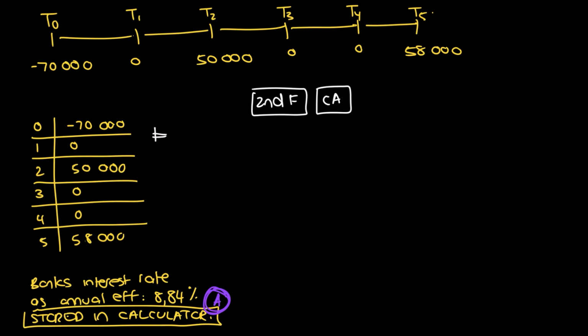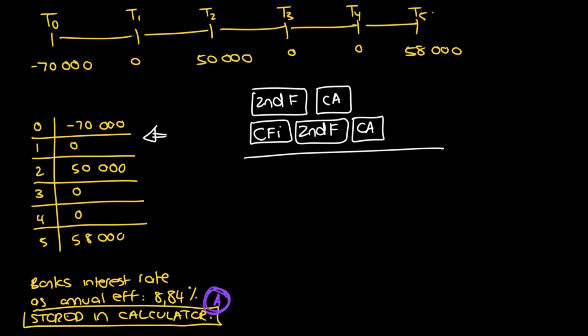So this kind of information that is sitting on our calculator, by pushing the CFI button and then saying second function CA. So that's always our stage one process of clearing our memory of the previous calculations. Then we're going to enter our data table. So we're just going to input the data table that is sitting over here.